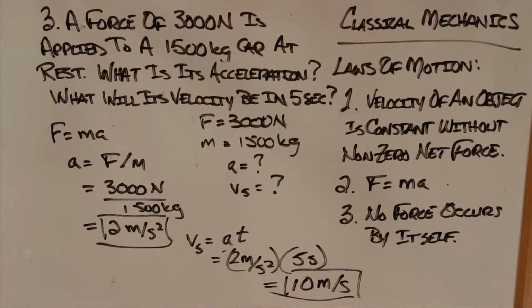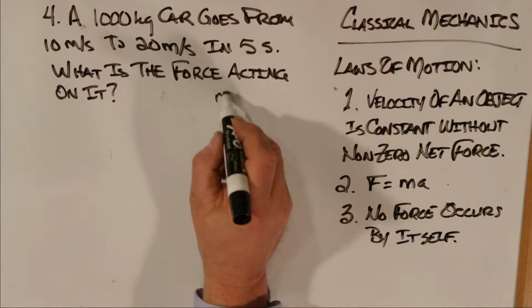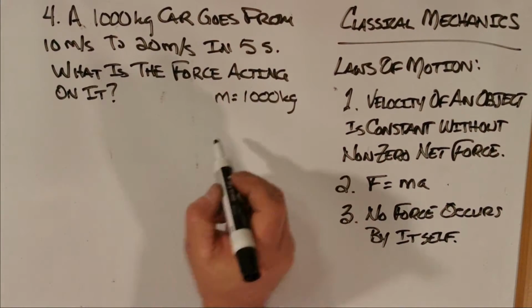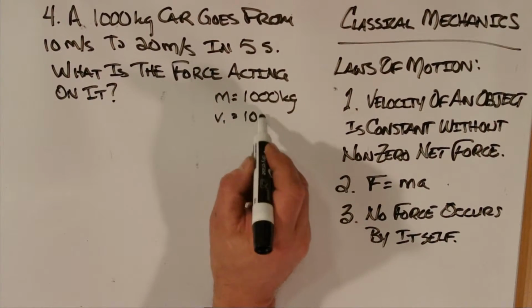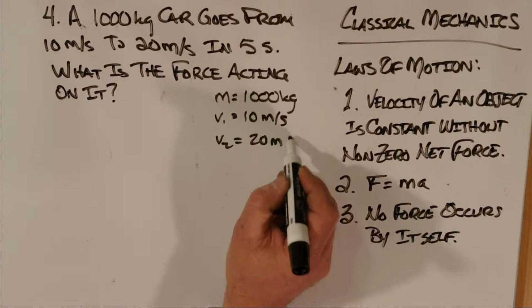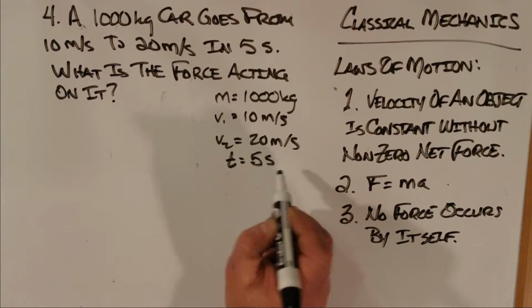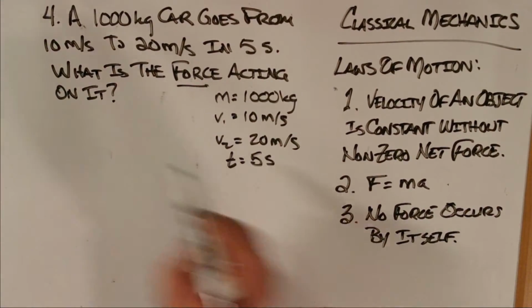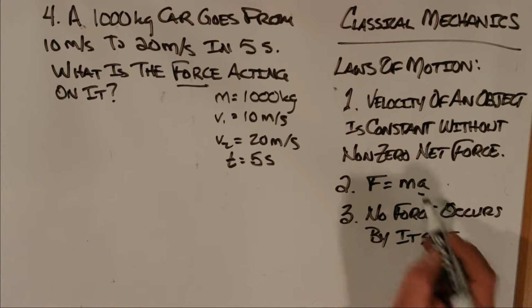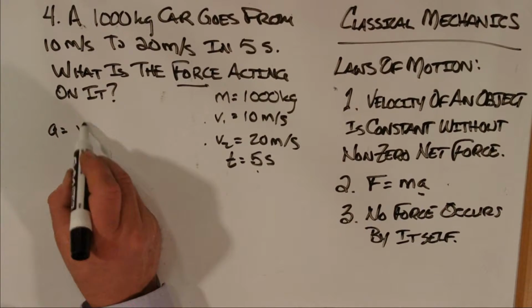The fourth problem in this set: a 1,000 kilogram car goes from 10 meters per second to 20 meters per second in 5 seconds. We're asked to find the force acting on it. We have mass, 1,000 kilograms, initial velocity, 10 meters per second, final velocity, 20 meters per second, and time as 5 seconds. Force is mass times acceleration. We know what the mass is. We need to determine the acceleration with the remaining information that we're given from an earlier problem set.